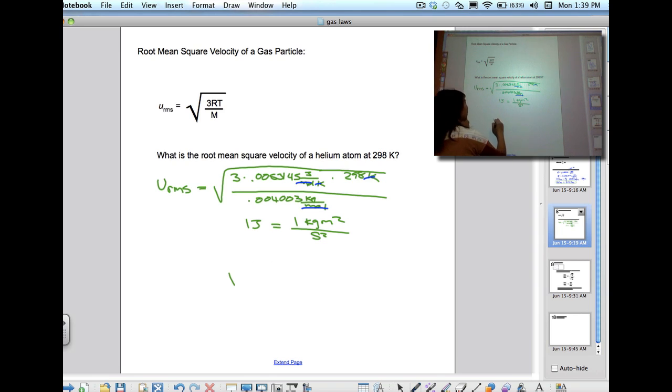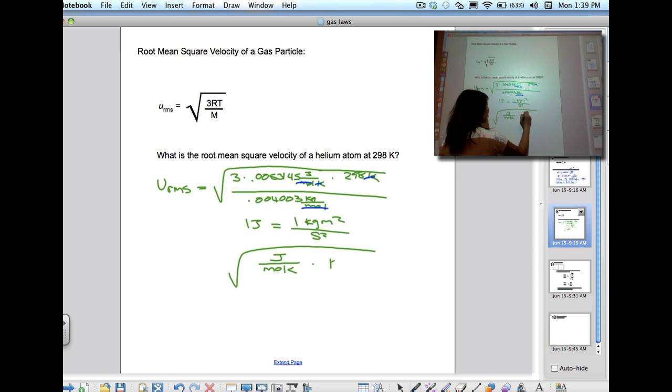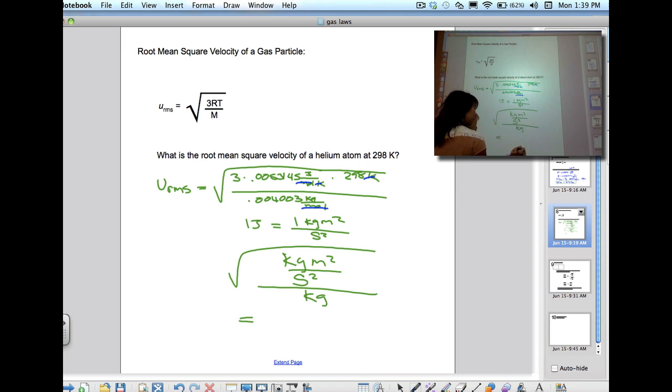So the square root of joules per kilogram. Replace the joule with kilogram meters squared per second squared, divided by kilograms. The kilograms cancel, so you're left with the square root of meters squared per second squared, which is equal to meters per second.